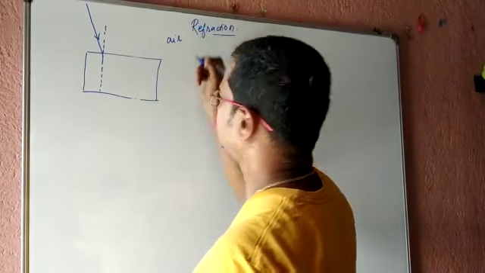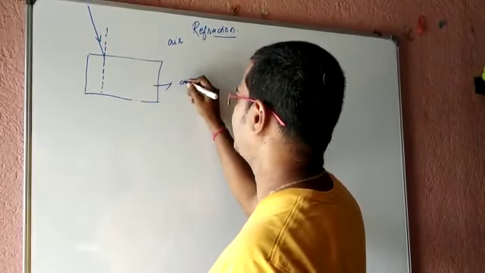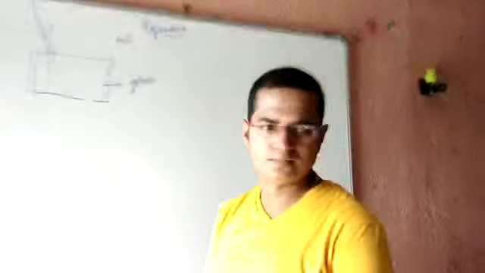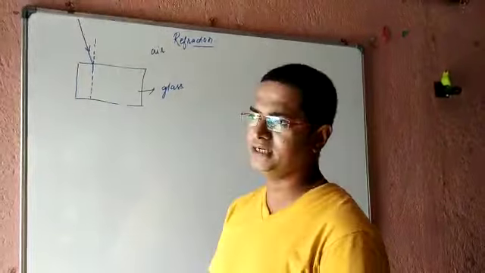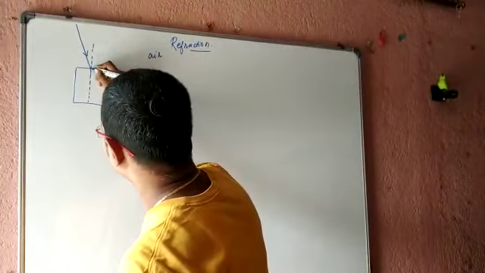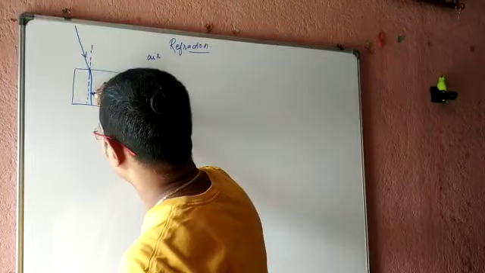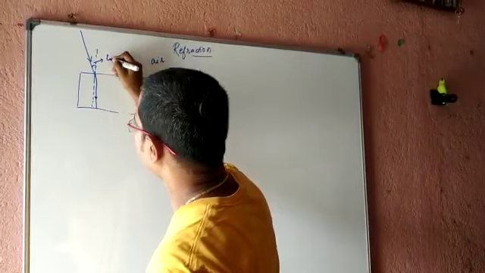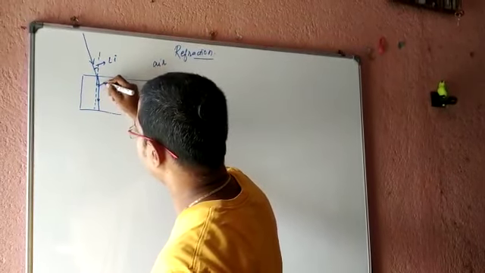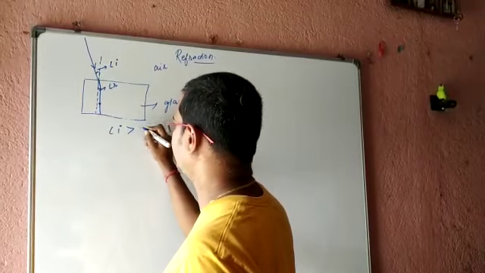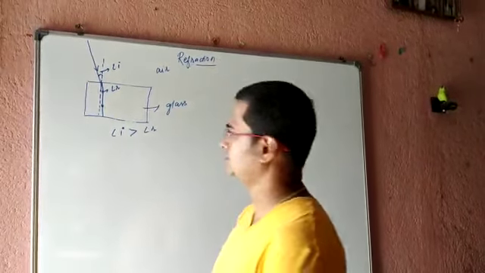Here first medium is air, second medium is glass. If a ray of light is traveling from rarer medium to denser medium, it bends towards the normal. This is angle of incidence and this is angle of refraction. Here you can see that angle I is greater than angle R.